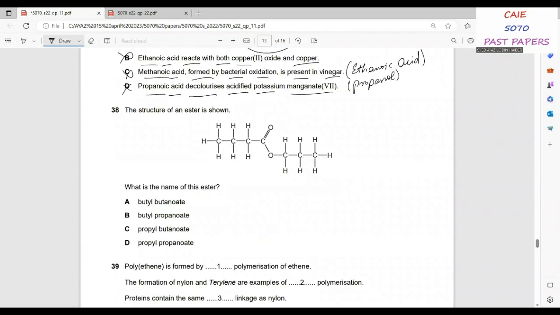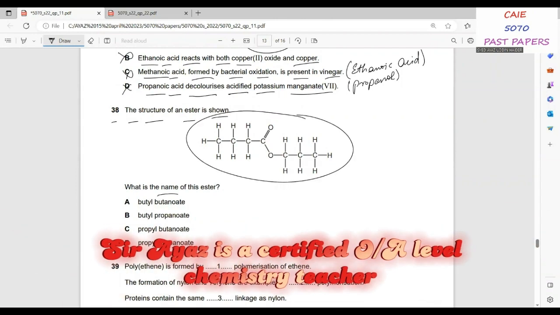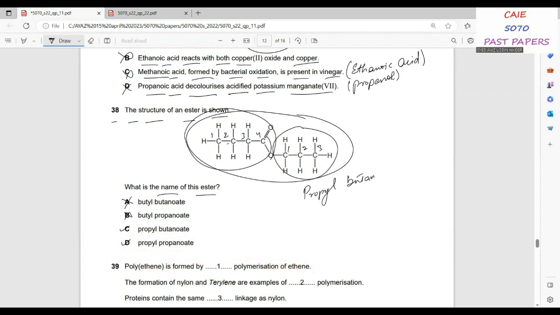38. The structure of an ester is shown. This is the structure of an ester. What is the name of this ester? This is the alkyl group. This is the alkanoate group. We have 3 carbon atoms, 1, 2, 3. So it must be propyl. So either C is correct or D is correct. Both A and B are wrong. What about the alkanoate ion? 1, 2, 3, 4. It must be butanoate. Propyl butanoate. The ester is propyl butanoate. So C will be the right answer for this question.